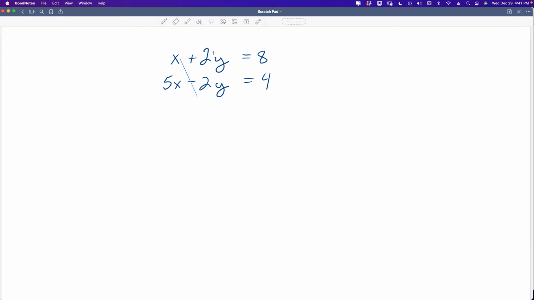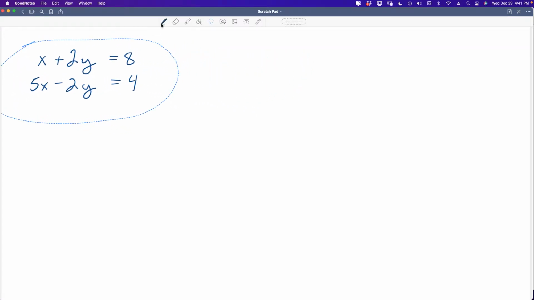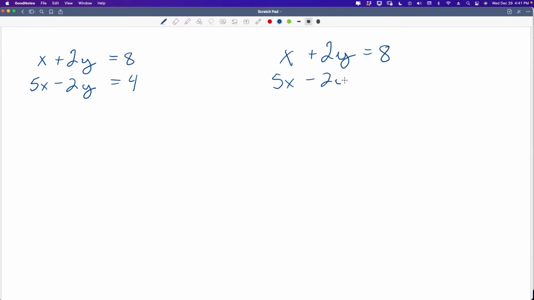Let me move this over for just a moment. I'm going to move this to the side because I want to work this both ways to show you that both substitution and elimination give you the same answer. All right, so these are our two systems of equations. And I'm going to solve this one with substitution and this one with elimination.